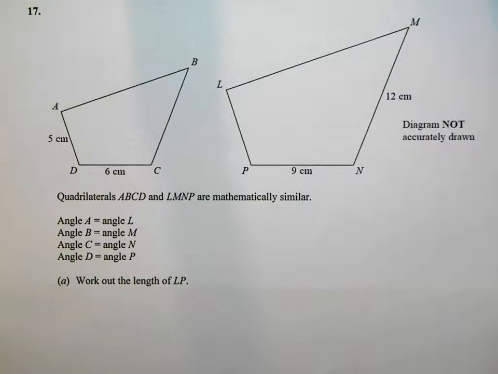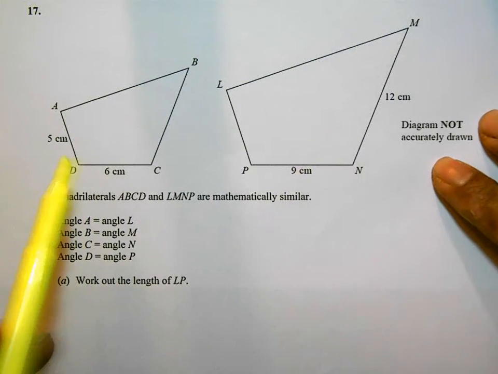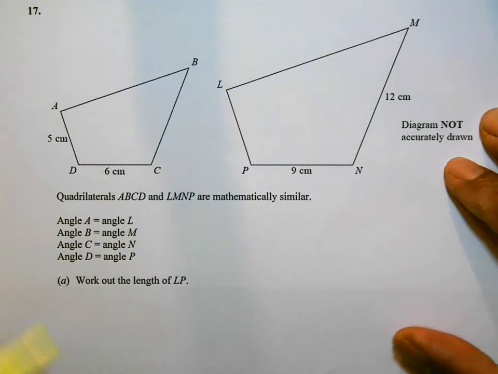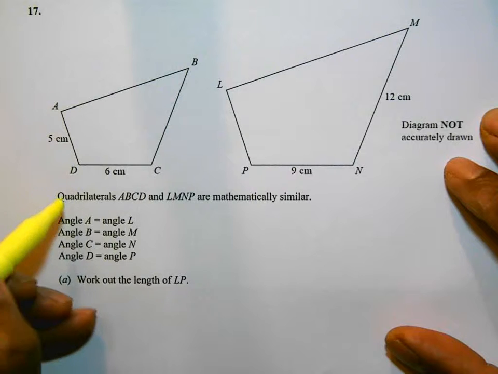This is question number 17 on the June 2014 calculator paper. So we've got two shapes, and I could see just from looking at the shapes that they're similar shapes, right? One is an enlarged version of the other. Let's have a look at it.